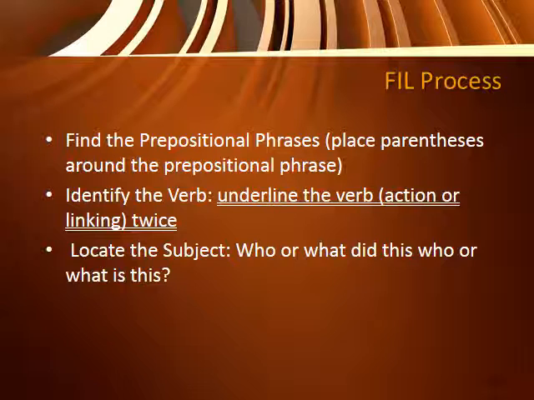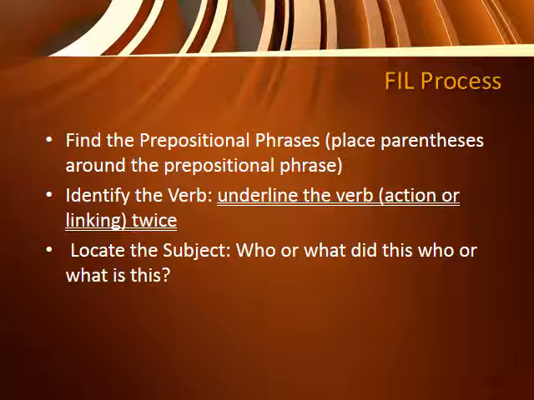What we basically use to find the prepositional phrases and then identify what is in them, but the first thing we have to do is actually find that phrase first. This is called the FIL process, F-I-L. And F stands for finding the prepositional phrases. So before we do anything in a sentence, even before we see the verb or the subject, what we want to do is look to see where our prepositional phrases are, and either circle them, highlight them, or box them.